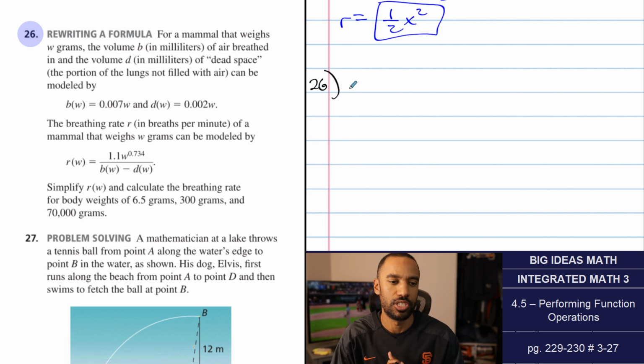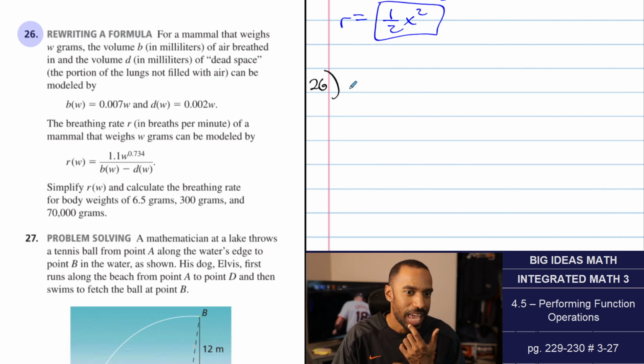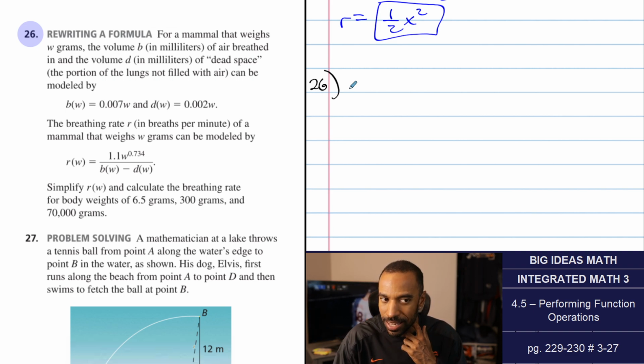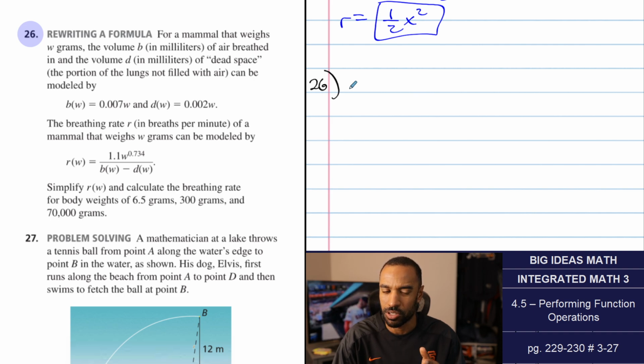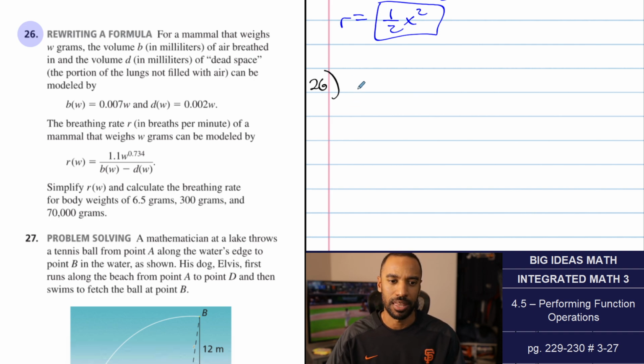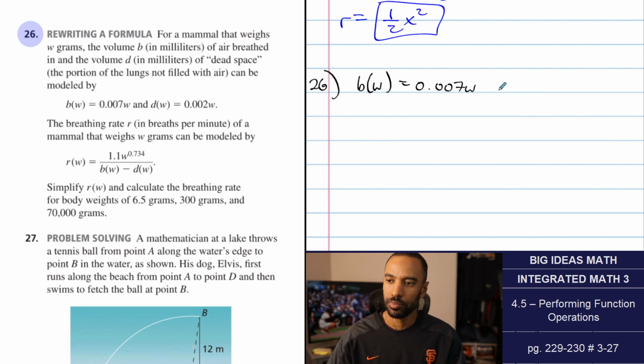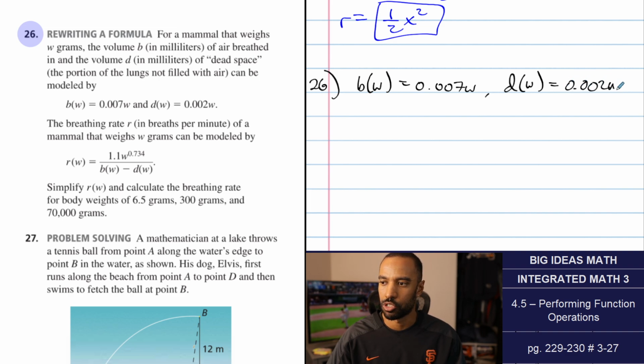Okay, number 26, rewriting a formula. For a mammal that weighs W grams, the volume B in milliliters of air breathed in and the volume D in milliliters of dead space, the portion of the lungs not filled with air, can be modeled by this. Man, there's a lot to have written here. B of W equals 0.07 W. D of W equals... I'm going to pretend like I understood what I read to begin with. I'll just keep reading on.